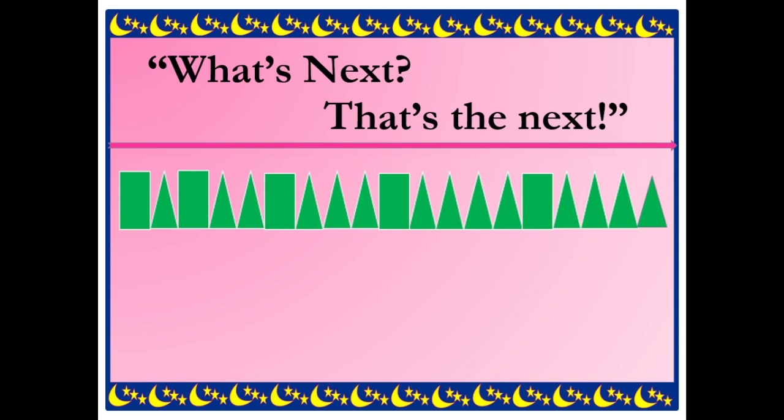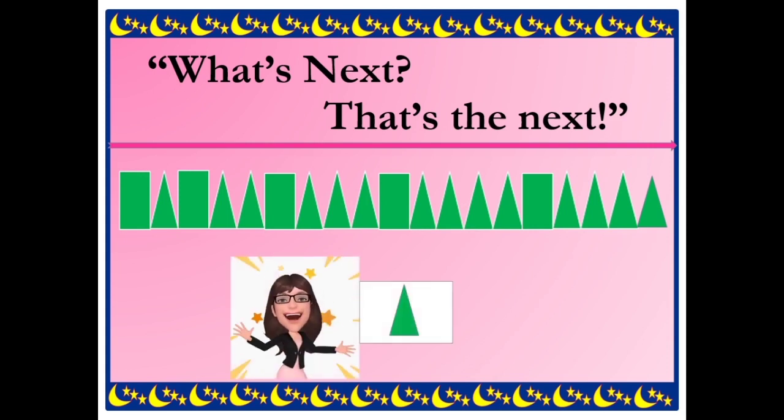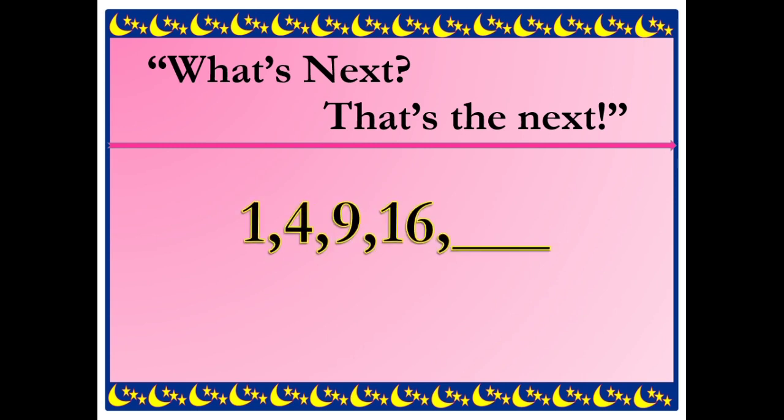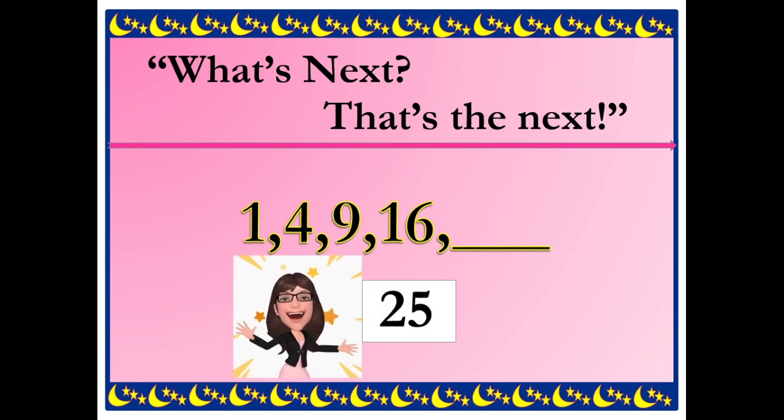From the given pattern, what comes next? Very good. Triangle. How about this one? 1, 4, 9, 16. The next is? Yes, very good. 25. All numbers in the given are perfect squares.